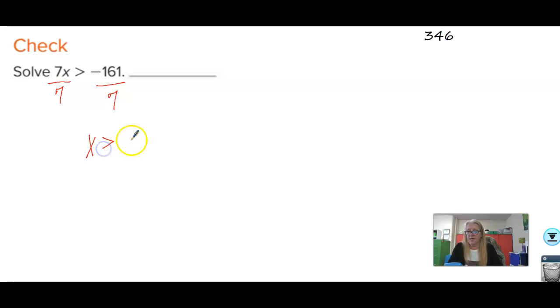X is greater than negative 23. Just because this number is negative does not mean you have to flip the sign. You only flip the sign if you are multiplying or dividing by a negative number, and we're not. So don't flip it.